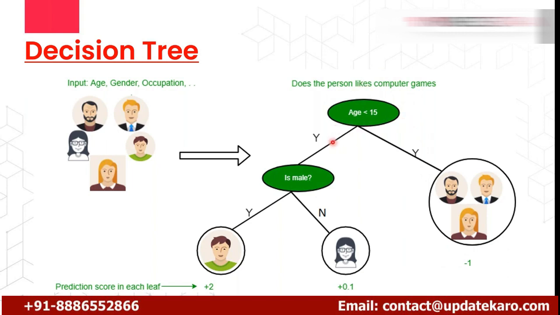If we're talking about yes, then we check another feature, the gender: is that person male or female? If yes, they like computer games. If the person is not male, which is in fact female, we can say they also like computer games, but not as much as the males do. So this is how you approach it with the decision tree.